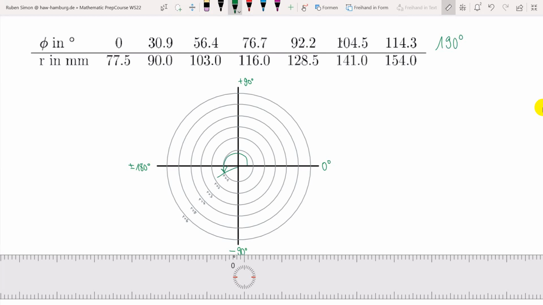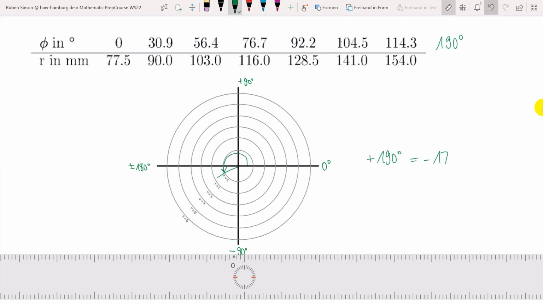Of course, 190 degrees when you're talking of polar coordinates is exactly the same as minus 170 degrees, for instance. But we don't have that here, so we don't need to discuss this. Just a second, I have to go all the way backwards because I can't erase in the polar coordinate system. It's going to be tricky.